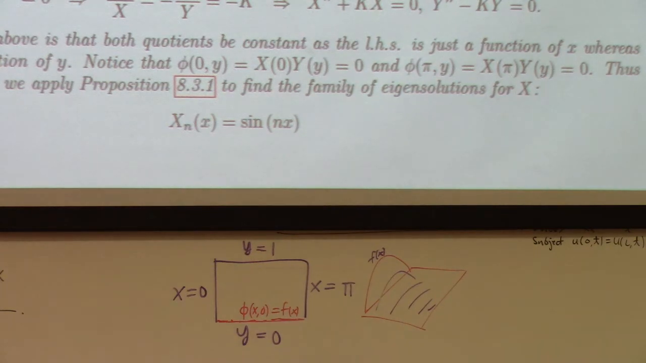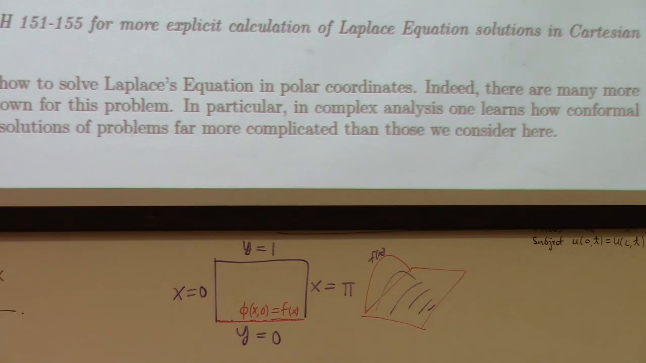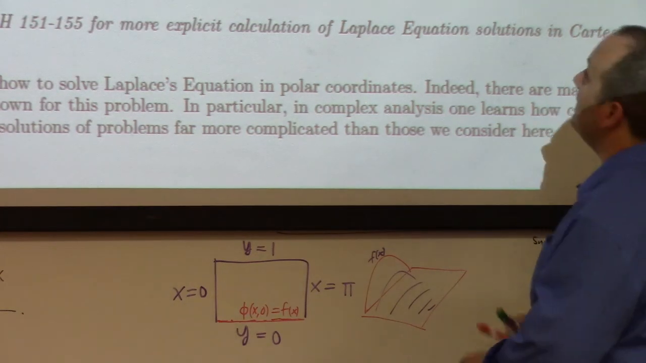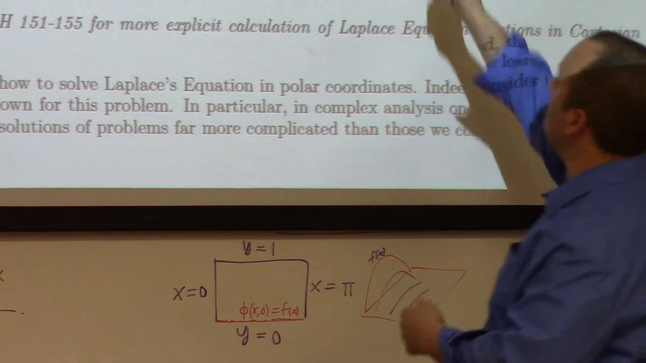And then, on the other hand, we end up with Y prime prime minus n squared Y equals 0, which gives me coshs and sinhs.